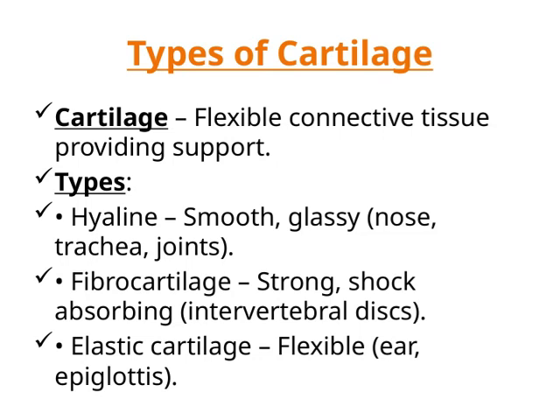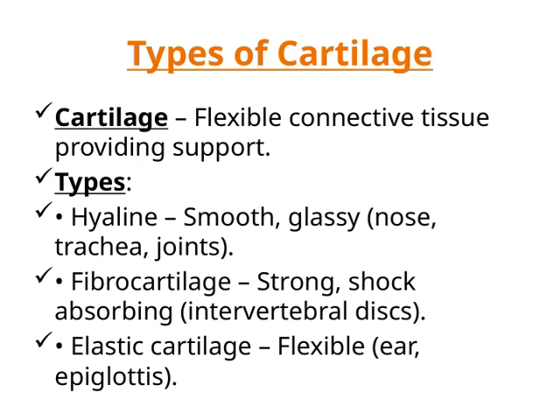Cartilage is a type of flexible connective tissue that plays a crucial role in providing support within our bodies. It's unique because it combines strength and flexibility, allowing it to cushion joints and maintain the shape of various structures. Now, when we talk about different types of cartilage, there are three main kinds we should focus on.